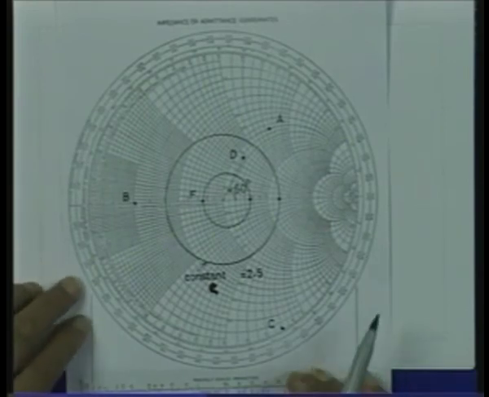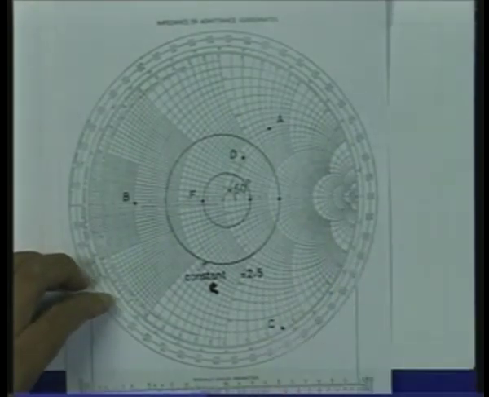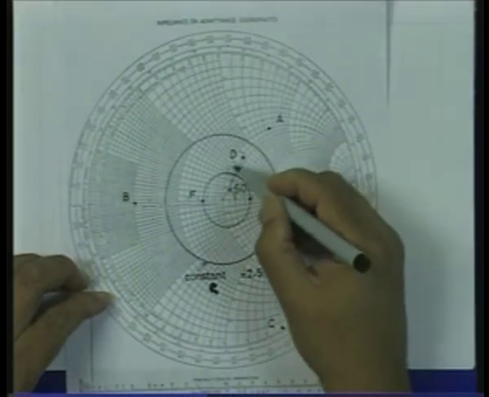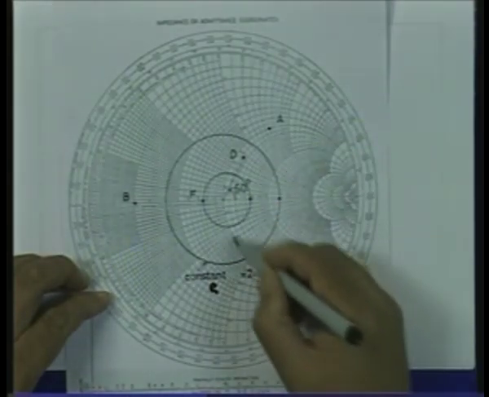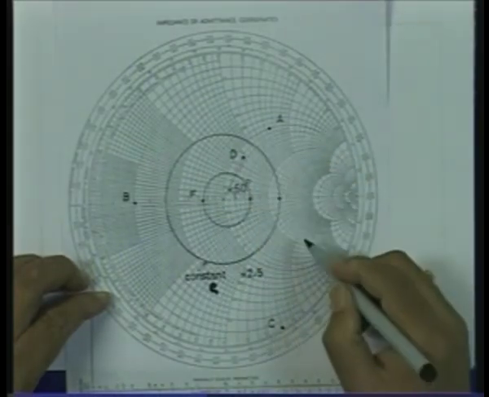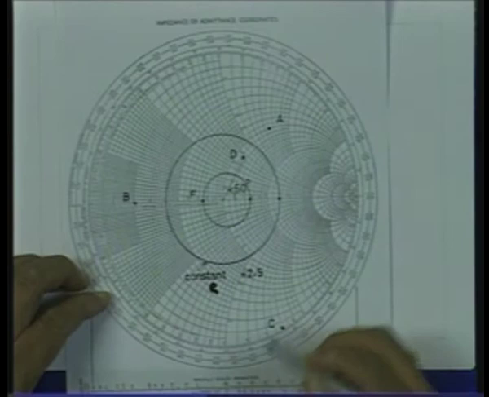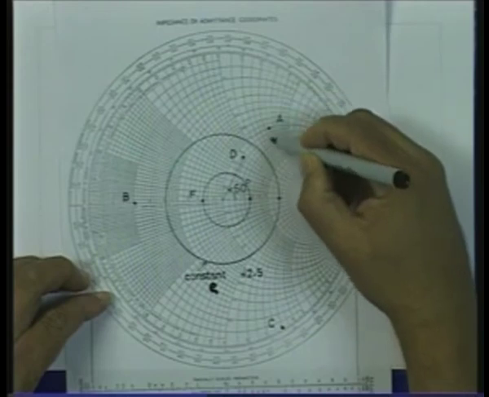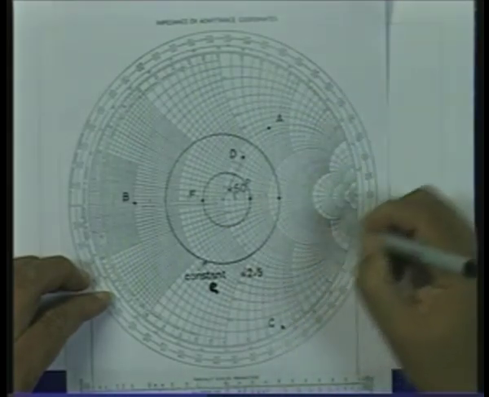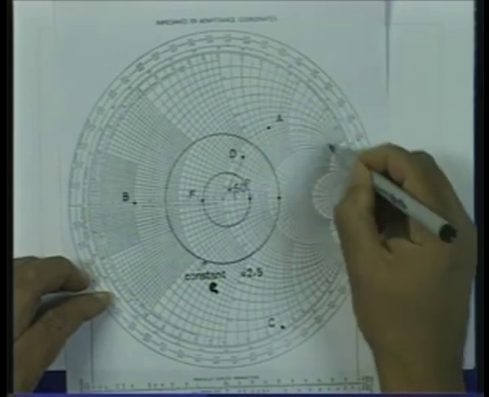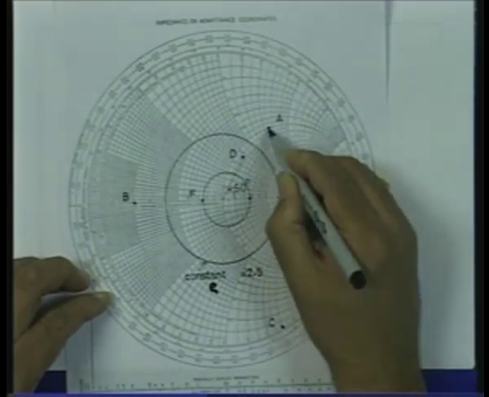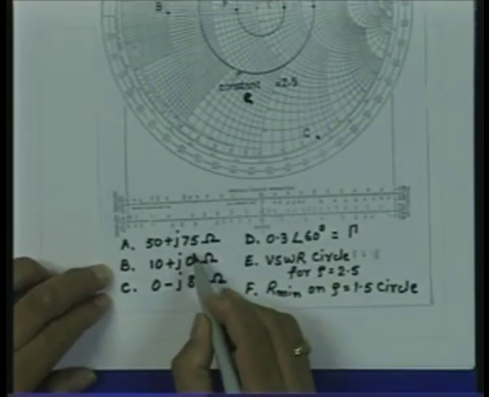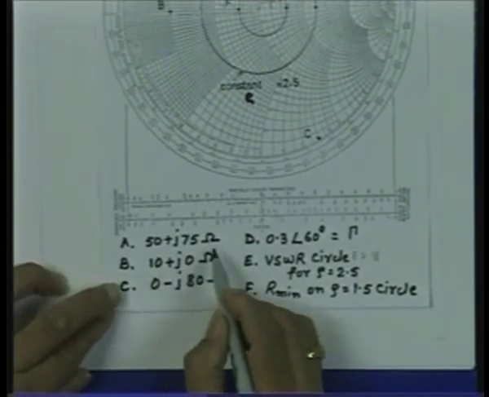Now, I go to the Smith chart, and first I identify a circle for which the resistive part is 1. We know this is the circle which passes through the center of the Smith chart. So, this circle is the r equal to 1 circle. Then I go to the reactive part, which is 1.5. So, this circle is the 1.5 circle. The intersection point of these two circles is the point A here, which represents an impedance 50 plus j 75 ohms, or in normalized terms 1 plus j 1.5.